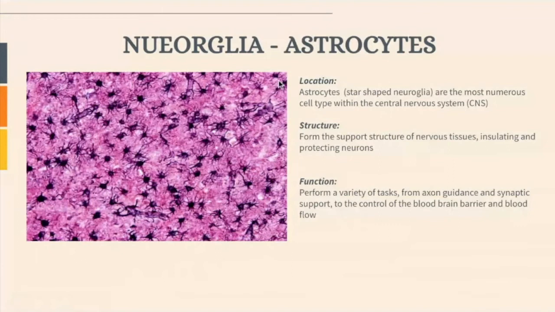Okay, this is the neuroglia. An example of an abundant neuroglia in the nervous system is the astrocyte. It is a star-shaped neuroglia, almost looking like a star, and numerous in our central nervous system. It forms the support structure for nervous tissue, insulating and protecting the neurons. Okay.